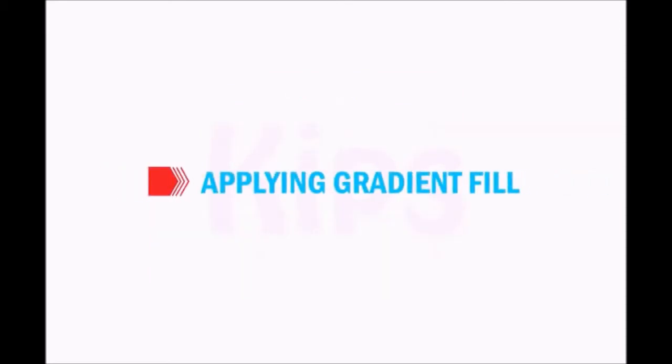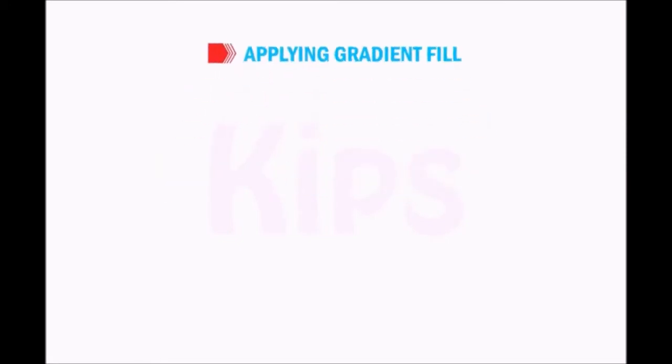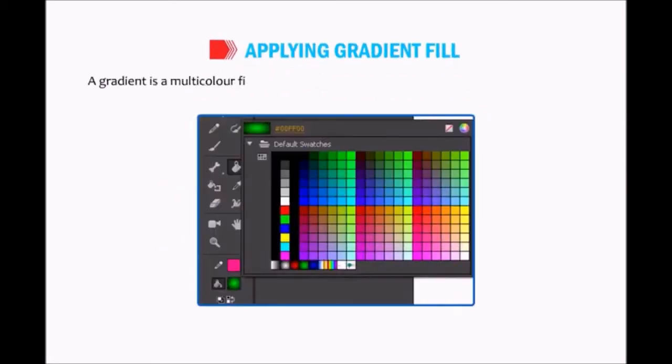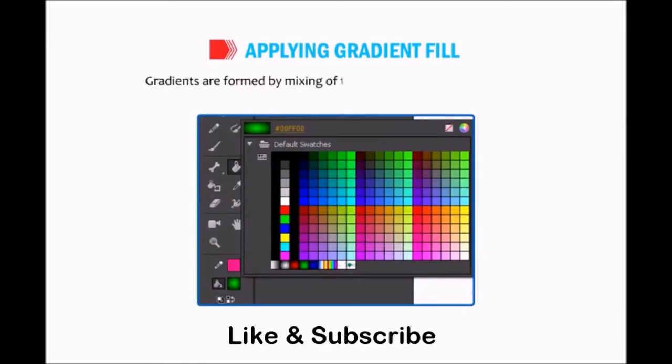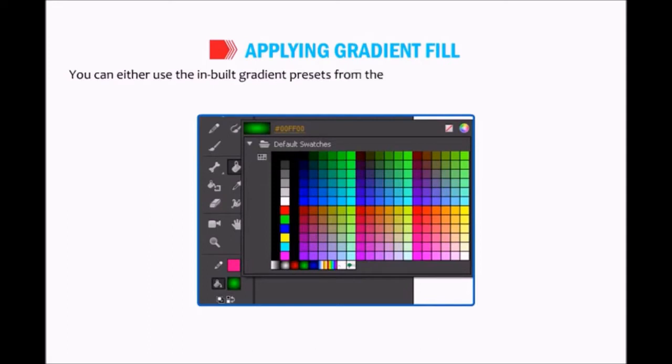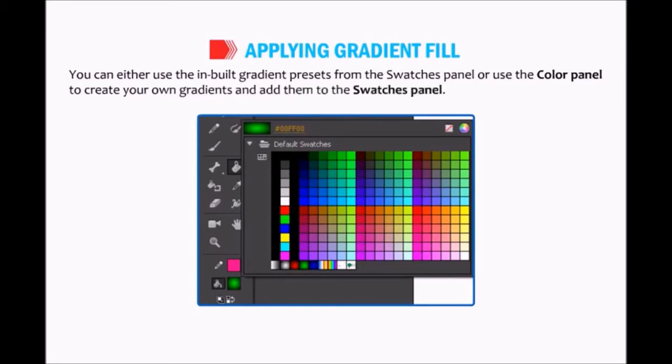Alright, let us understand how to apply gradient fill. A gradient is a multicolor fill in which one color gradually changes into another color. Gradients are formed by mixing of two or more colors in an object. You can either use the inbuilt gradient presets from the Swatches panel or use the Color panel to create your own gradients and add them to the Swatches panel.